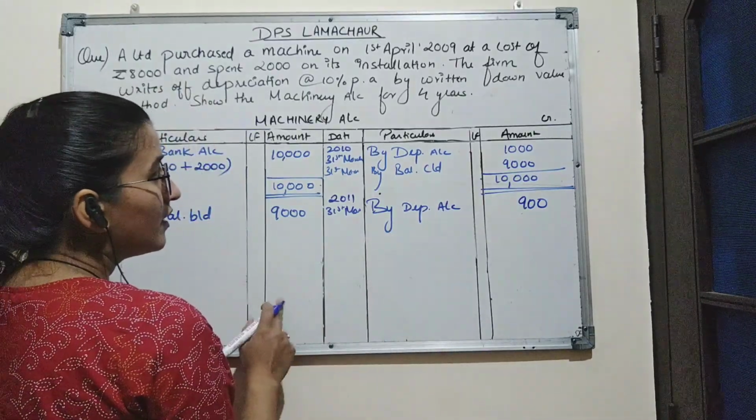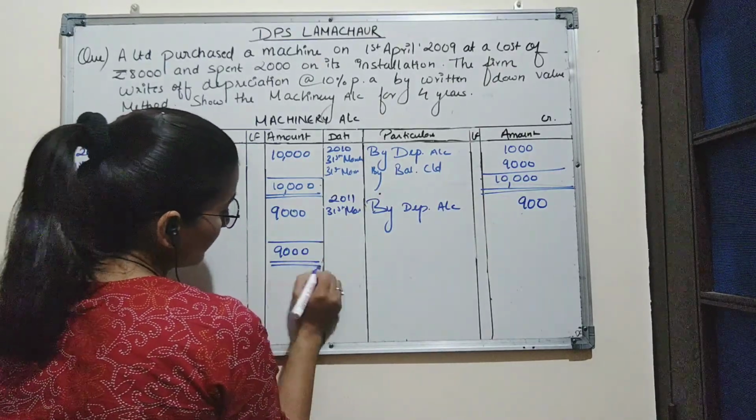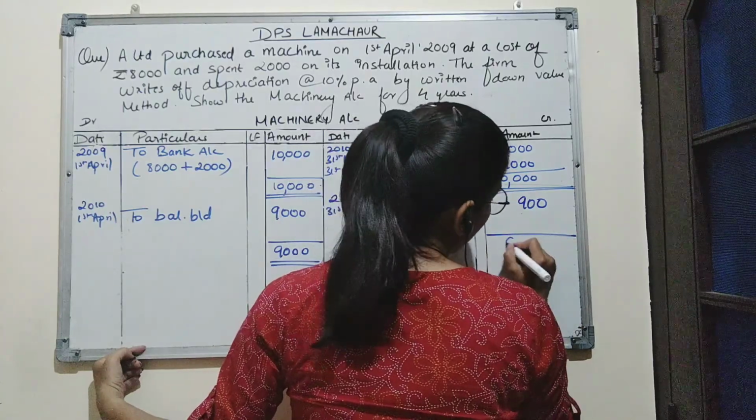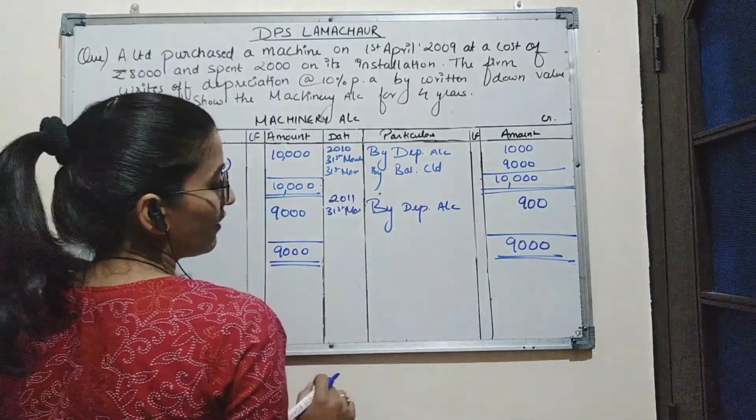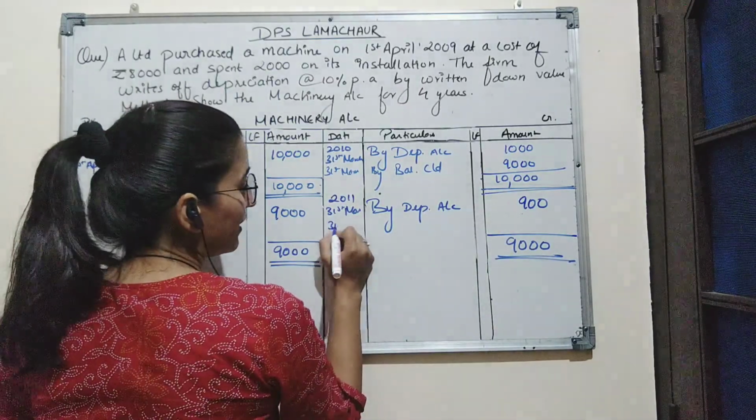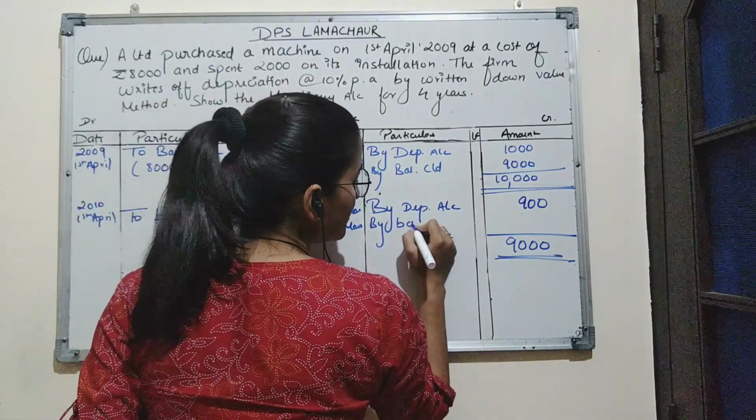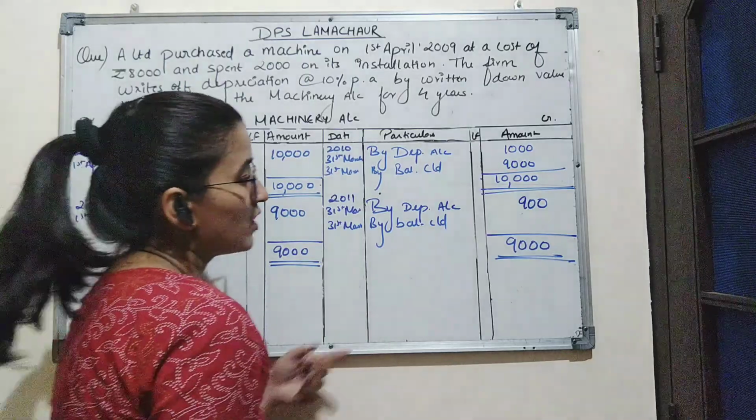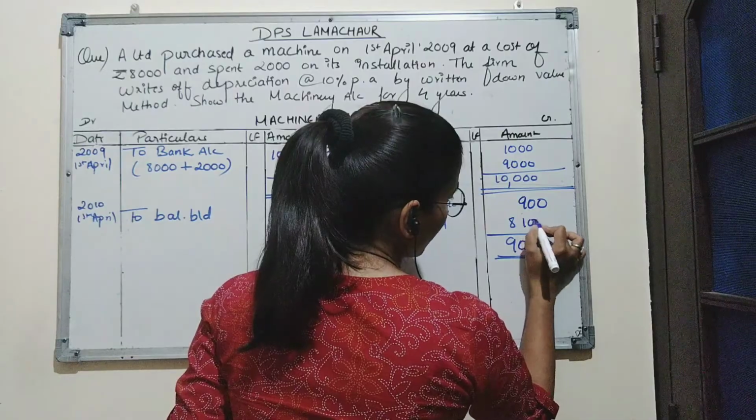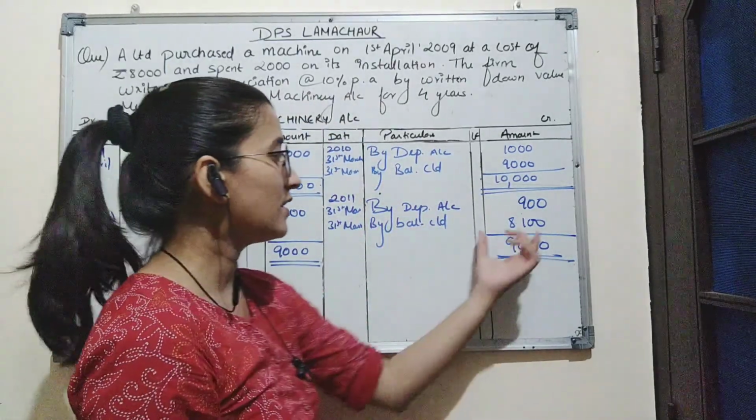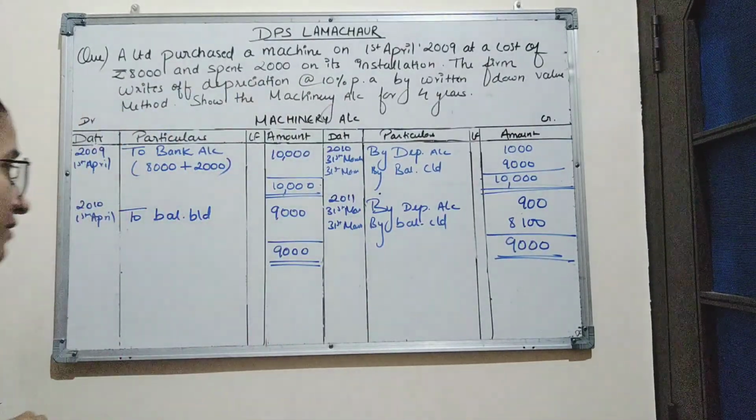Now we will see which side has a greater value. So the debit side has a greater value, 9,000. We'll write the same amount on the credit side also, 9,000. Here is the balancing figure. The balancing figure is written at the end of the year, which is 31st March, as by balance carried down. So the remaining amount of balance carried down will be 8,100. This 8,100 is the closing balance, which becomes the opening balance in the next year.